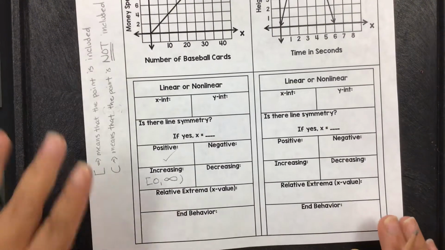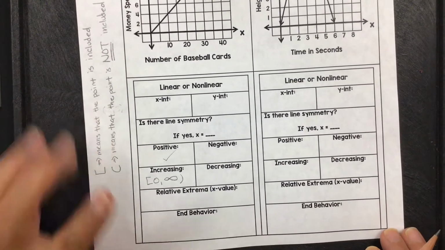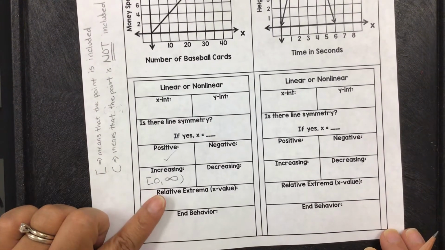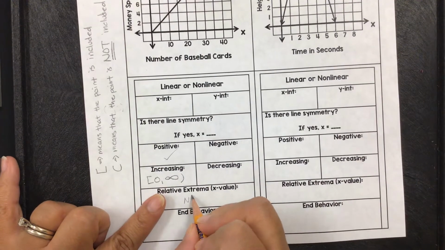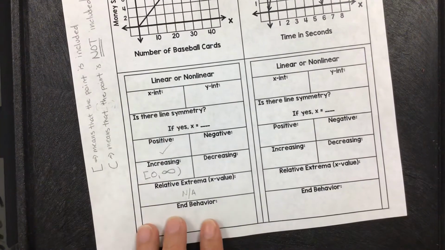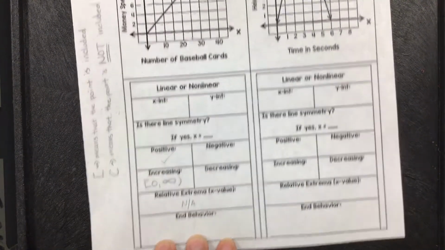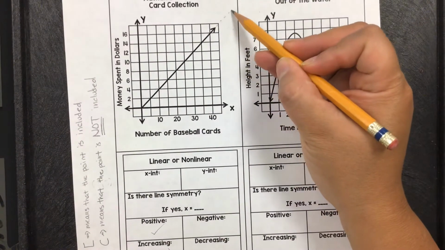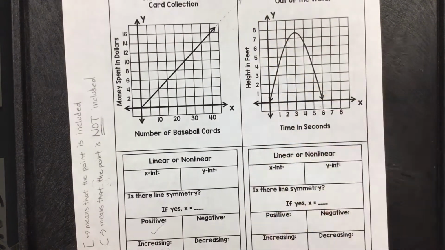Okay, extremes. What I want is the x value of the extreme. I will also accept ordered pairs. So tell me the ordered pair of an extreme if it exists. If it doesn't exist, you can write N/A, like not applicable, or none. End behavior: what we're talking about for end behavior is just what the end is doing, and for this one it looks like it's going up.